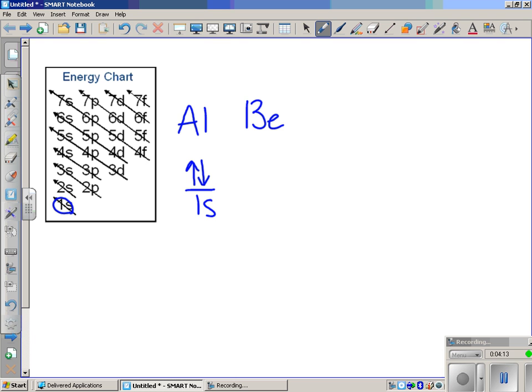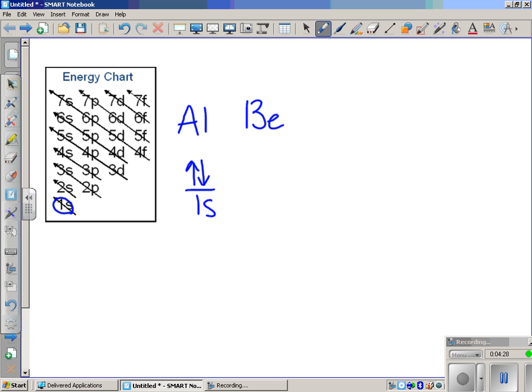By the way, those 3 principles on the first page, Aufbau, Pauli, and Hund's, you do need to know them and know them by definition. I'm very likely going to ask you, what is Hund's rule? What is the Aufbau principle? Because they like to do that on the AP test.